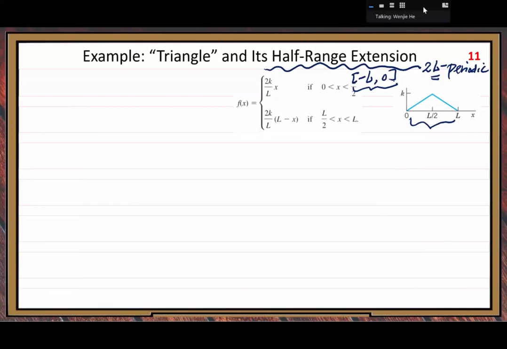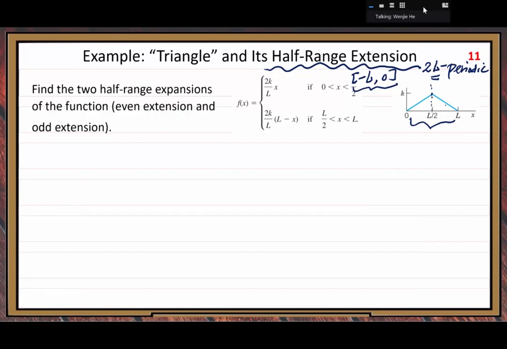This is the formula of the f function. It is a linear, piecewise function. I hope you can see its meaning. The peak is at L over 2. From 0 to L over 2, it's an increasing linear function. Then from L over 2 to L, a decreasing linear function.